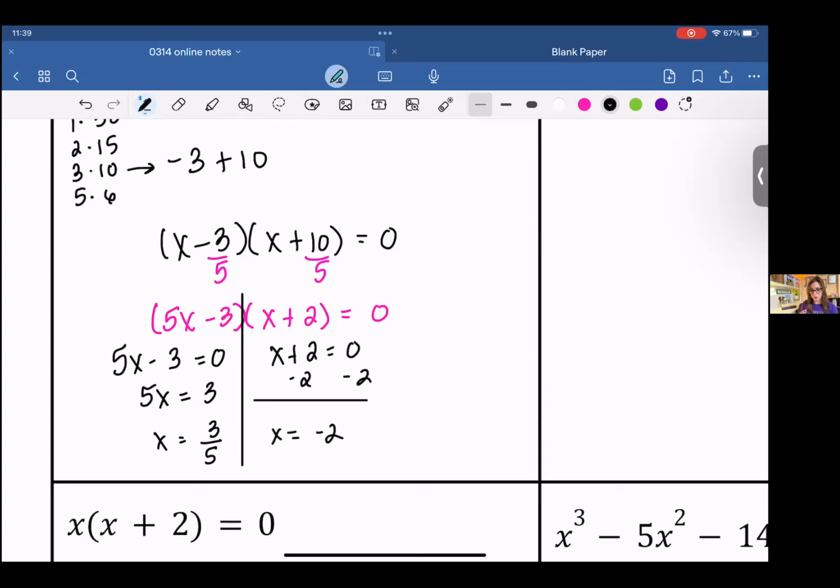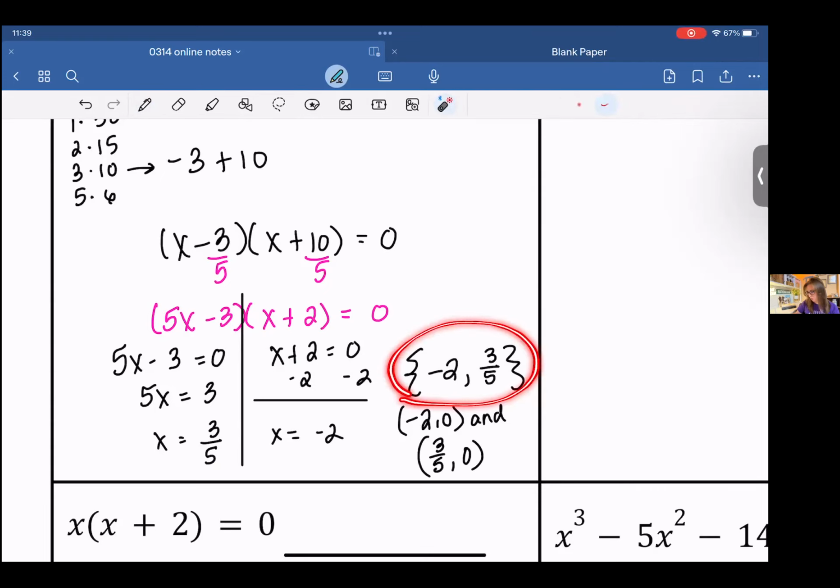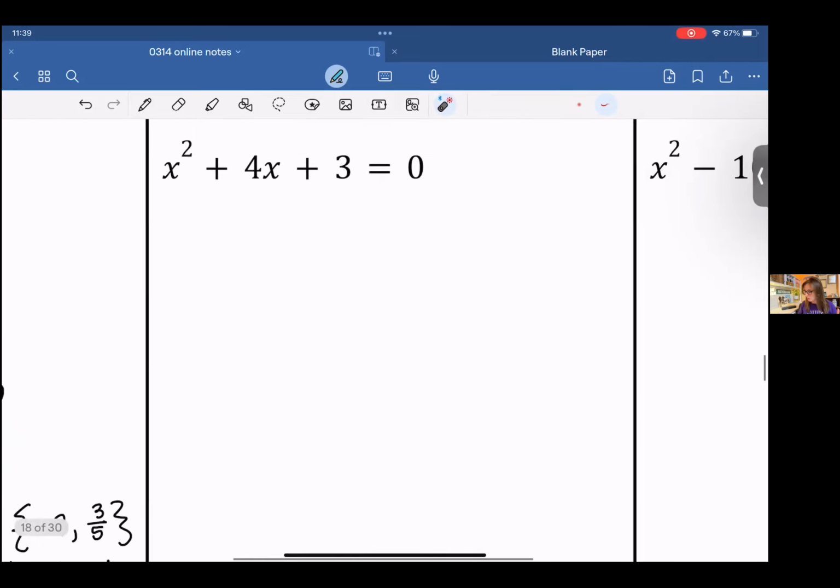So I have two solutions here, and we write that with a solution set, and you start with the smaller solution. And that's it. That's all at once. You also could write this as negative 2 comma 0 and 3/5 comma 0, but I think this is more common. But that's all. You just factor, and then you split it up, and you solve. The end. So I want you to try on your own this one.